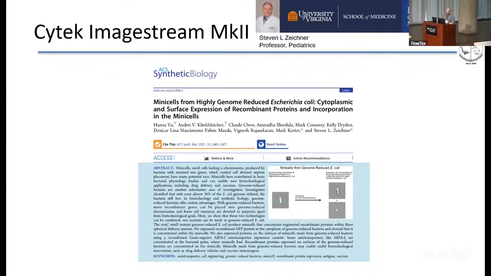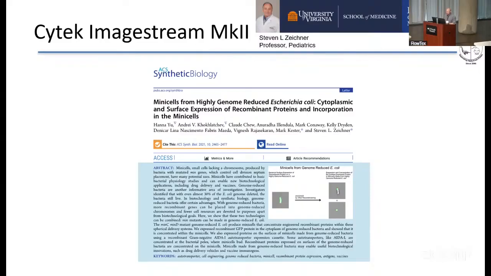So the first project I'm going to highlight actually reaches back to my previous institution at the University of Virginia, where I worked with Steve Zeichner's lab, and we used the Cytek ImageStream as a proof of concept for the production of E. coli-derived mini-cells. So what on earth are mini-cells?